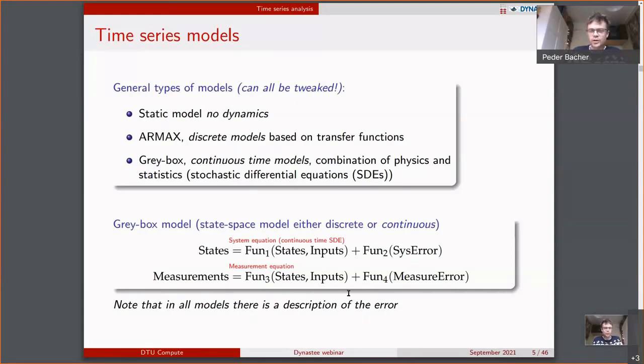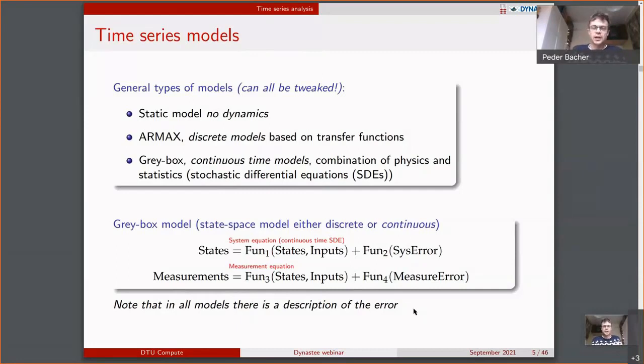Versus what we could call a white box model, where we would not have the error. So we would deterministically predict how the system would evolve in time. But in the stochastic models, we say we know the system will evolve in this way, but we also know that the error evolves in a certain way. And that's what allows us to basically do all the statistics.